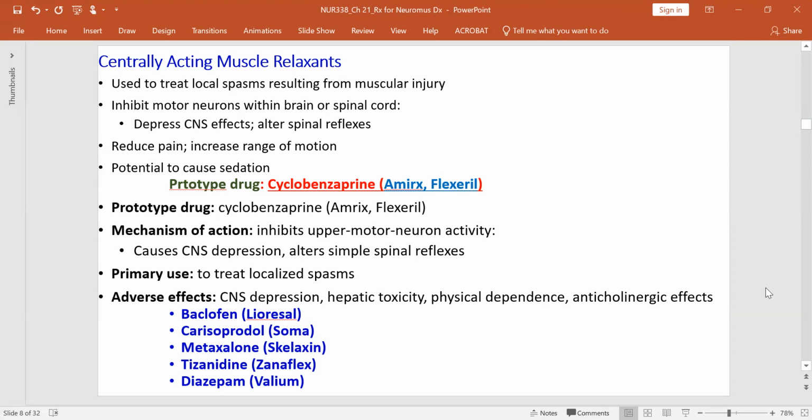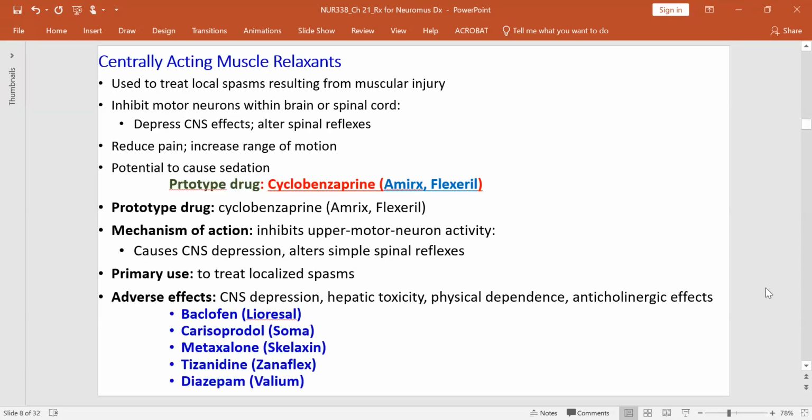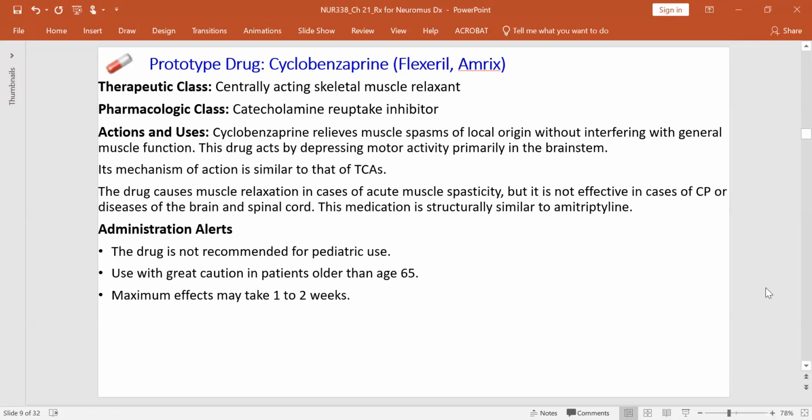We have drugs similar to cyclobenzaprine, such as baclofen, carisoprodol, tizanidine, and diazepam, and we mentioned these medications in the previous slide.